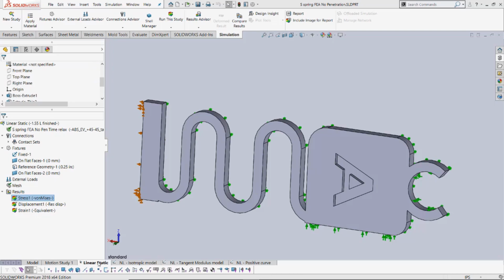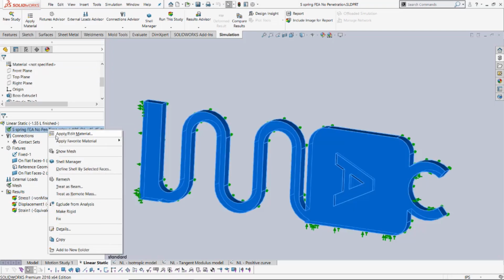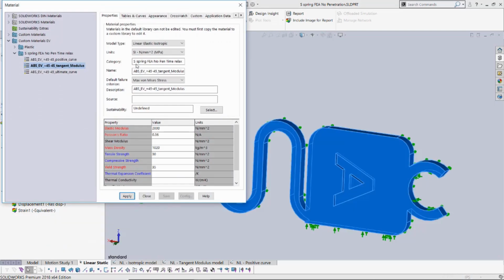If we look at the linear static study and then look at the material here, you'll see that we only have two options for the material model type. Note that we're using the tangent modulus material right here. If I select the model type, I only have isotropic and orthotropic. Those are the only options I get in the linear solver.